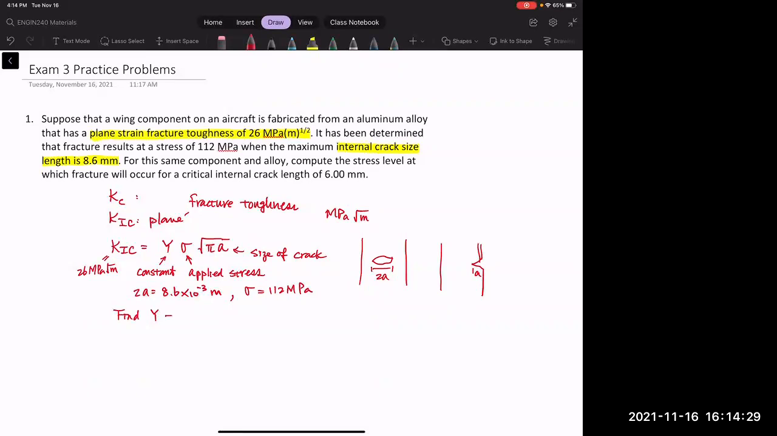Okay, so the Y will be equal to your K1C divided by sigma divided by square root of pi times A. And you got all these numbers that you put in, then you can get the result.